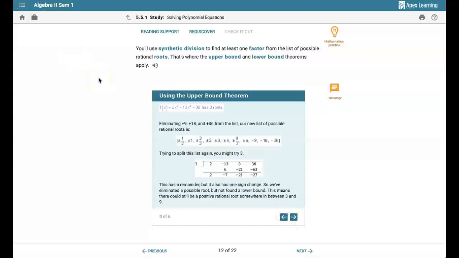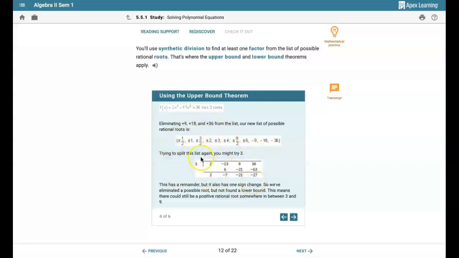Now, again, you can do whatever process, but the technique that we teach is splitting in half again. Out of our possible real roots, we've gotten rid of 9, 18, and 36, so we know it's between 1/2 and 6. So you try to split the difference again. Pick a number in the middle. I picked 3, and they picked 3 as well.